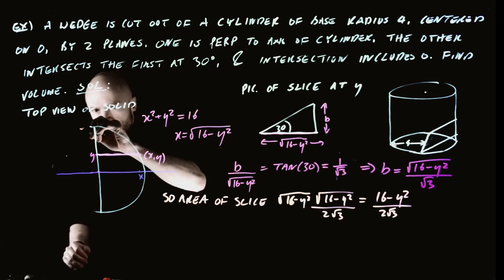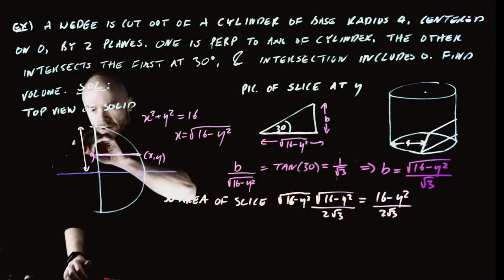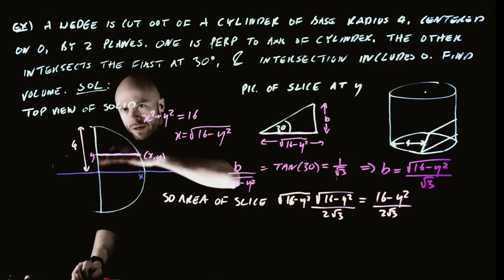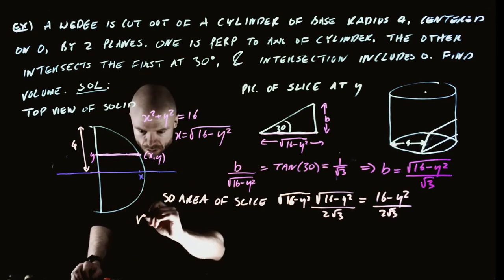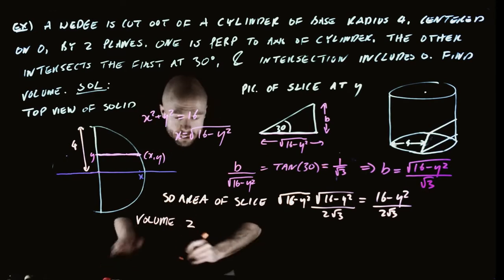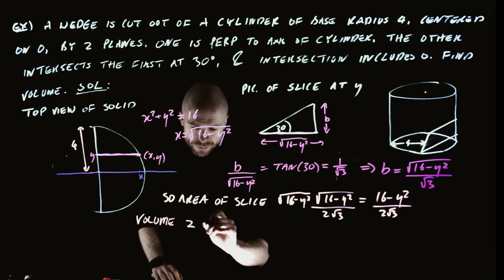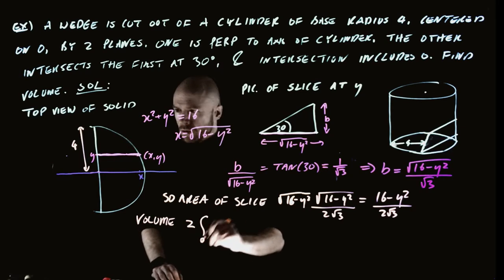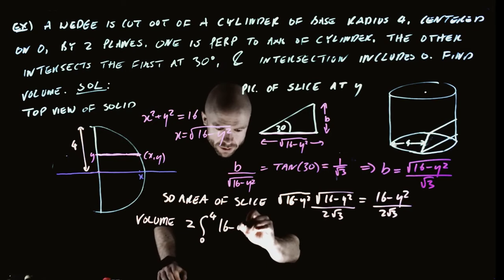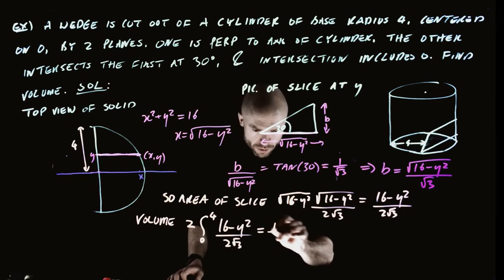Now we're all set because we're going to integrate every slice like this from 0 up to 4, because this thing has radius 4. And then we're going to multiply by 2 because we want to get the other side too. So the volume is 2 times the integral from 0 to 4 of 16 minus y squared over 2 square root of 3. Obviously the 2s cancel, so we have 1 over root 3.